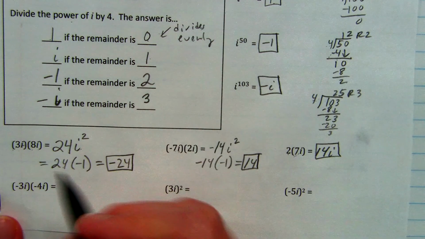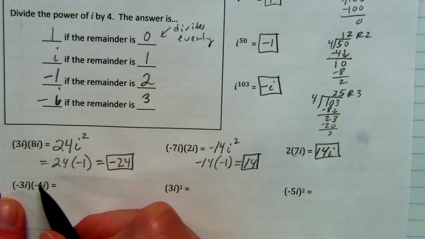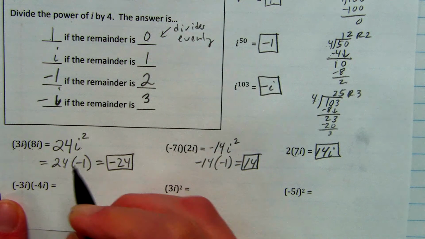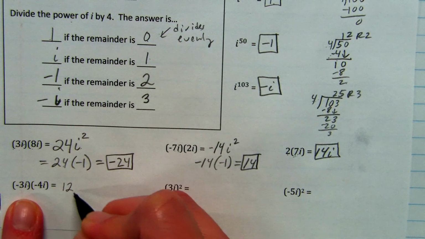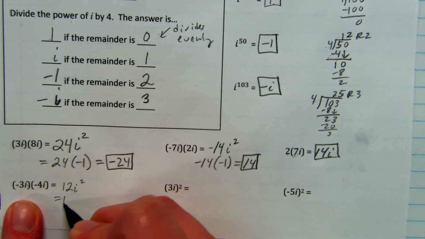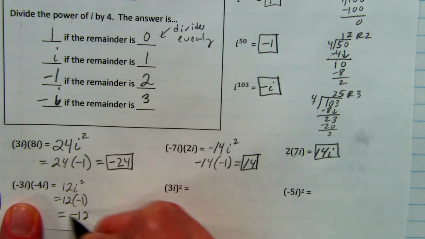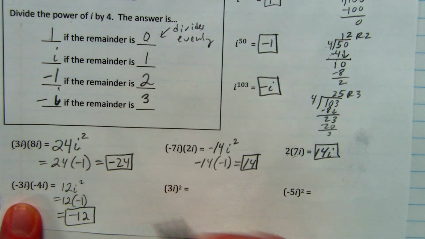All right, so down here, I have -3i times -4i. So -3 times -4 would be +12, and then i times i is i squared. So this would be 12 times -1, and we get -12.